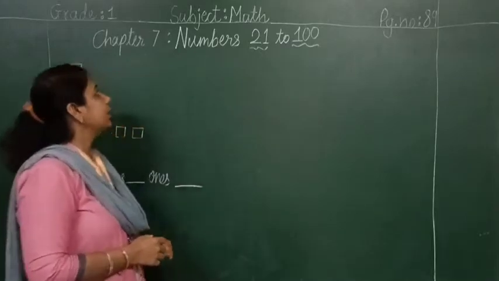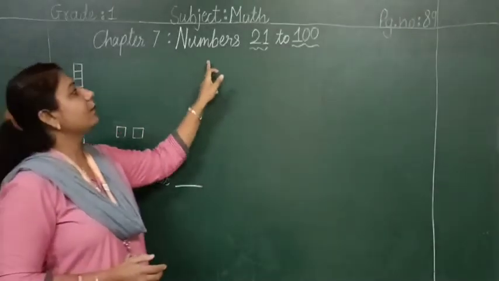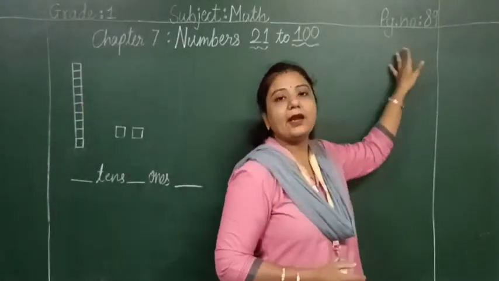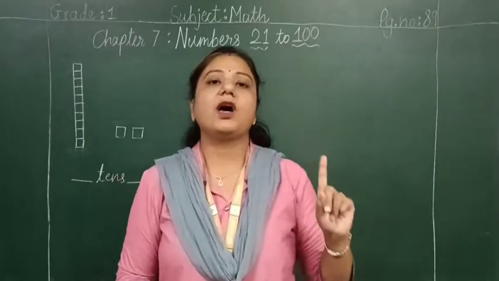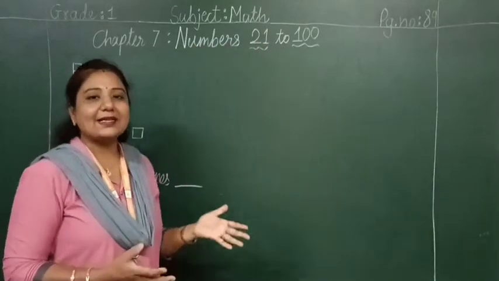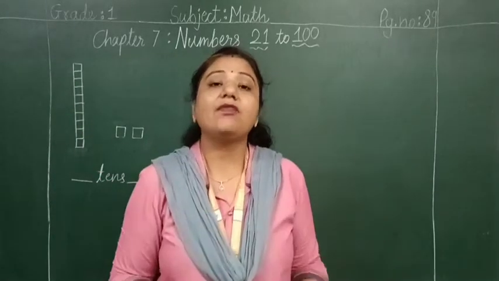Students, today I'm going to teach you the subject Maths, chapter number 7, numbers 21 to 100, page number 89 from your Canopy Term 1 textbook. This is the last chapter of your textbook. Students, in the previous lesson, what have we learned?